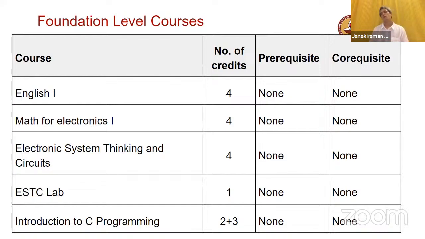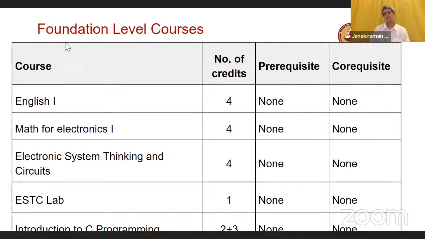Okay, so the foundation level courses. In order to get a foundation certificate, you need to finish English 1, Math for Electronics 1, Electronic Systems Thinking and Circuits. There is something called an ESTC lab, which is a 1 credit course, and this is associated with the electronic systems thinking and circuits. But the main aim of this is to make sure you collect your kit that you need for the electronics lab, and you also make sure you know how to operate that oscilloscope and signal generator and power supply and all that stuff for your electronics lab.